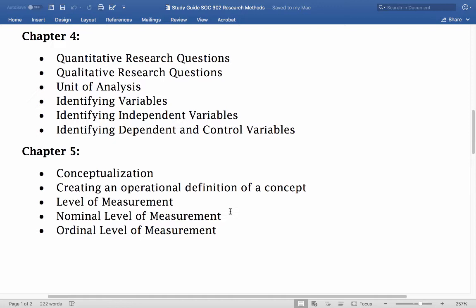Hint, it's the thing being studied. So if someone's analyzing, if they say, in this research, so-and-so analyzed blank, hint, that's their unit of analysis. Anyway, all right, identifying variables, similar kind of thing.